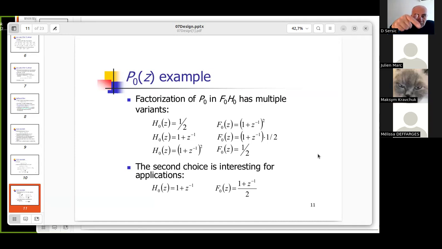Let's do it together. Okay, we have the upper branch. How to create the lower branch of the filter bank? Which condition do we have to obey? Maybe somebody knows.